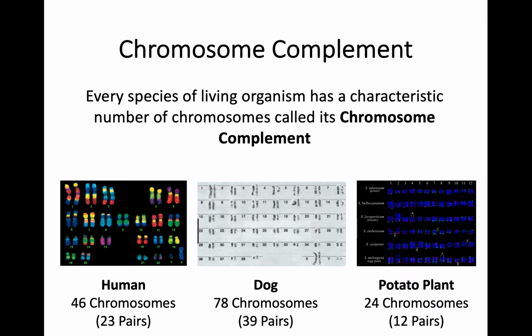In terms of the number of chromosomes in living organisms, every species of living organism has a characteristic number of chromosomes, and we call this its chromosome complement. So for example, humans have 46 chromosomes, or 23 pairs, dogs have 78, potato plants have 24. Every species has its own characteristic number of chromosomes, and we call this a chromosome complement.